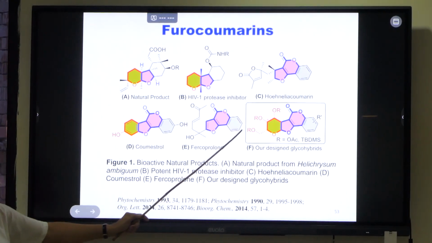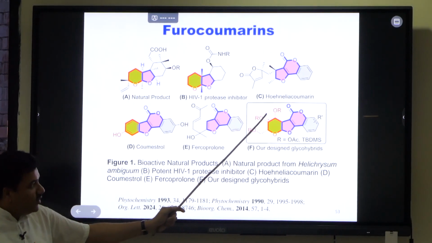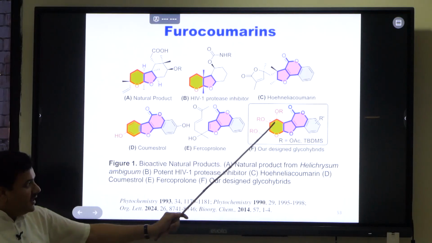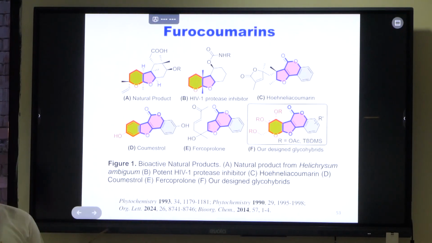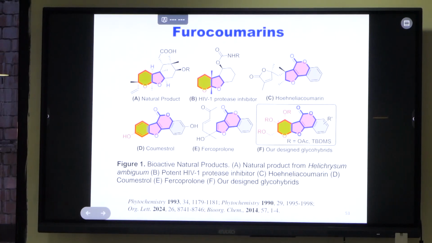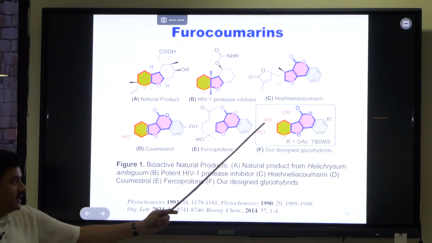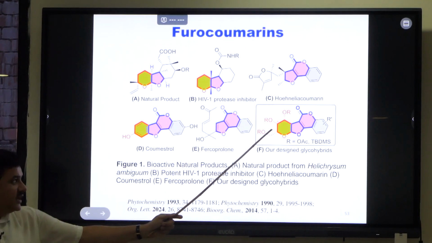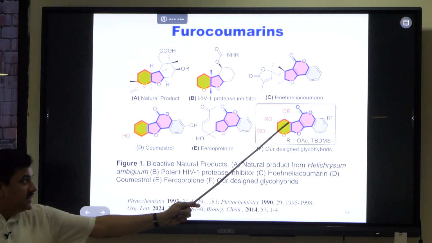And if you see here, this is the furocoumarin, and we have also attached the sugar part to it. So this class of molecule we have made successfully. It was very, very challenging because 3 chiral centers are already there, which I am taking from the sugar, but 2 new chiral centers are generated. This is also chiral.